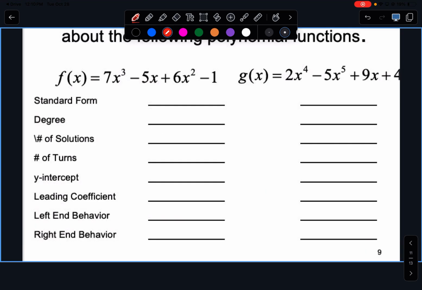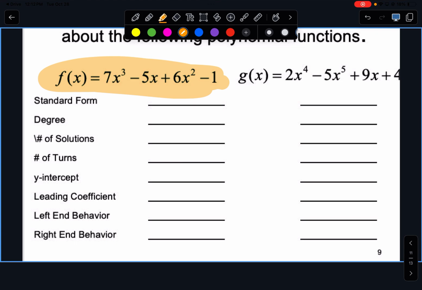Okay, this is the next thing we're going to set up. And we're going to do this first one together. And then we're going to do something different with the second one. So I want you to write that. And then I don't really care how you organize what's below it. But you're going to have 1, 2, 3, 4, 5, 6, 7, 8 characteristics that we're going to pull out of this polynomial, okay? So go ahead and get that set up in your notebook for me.